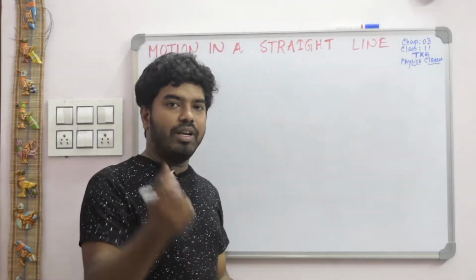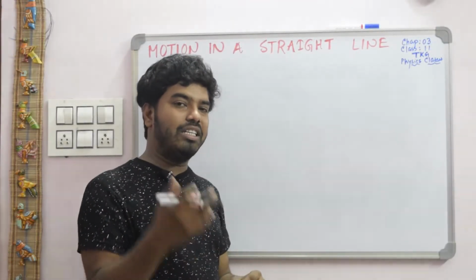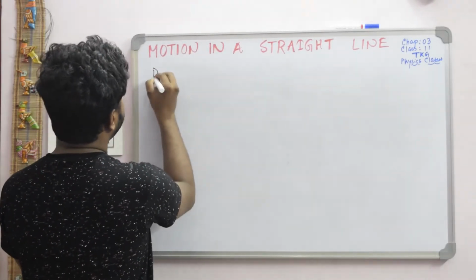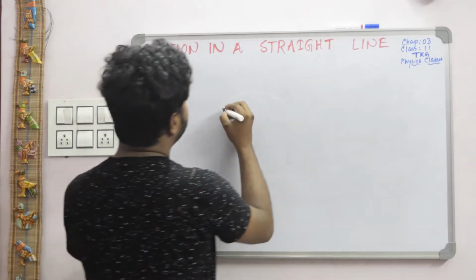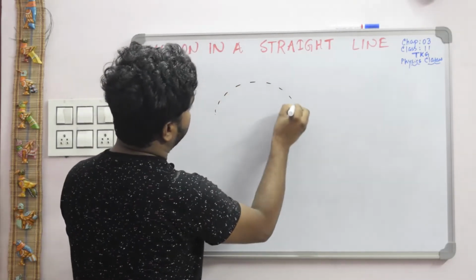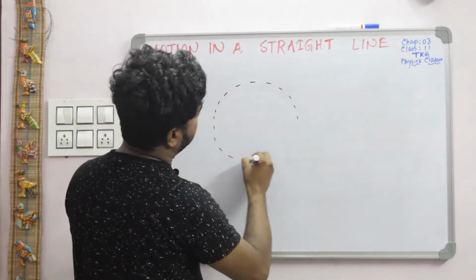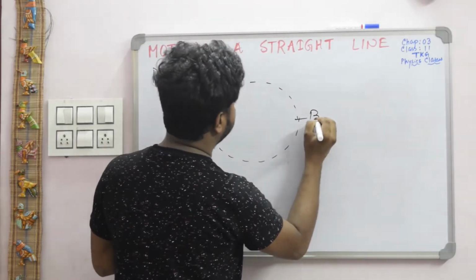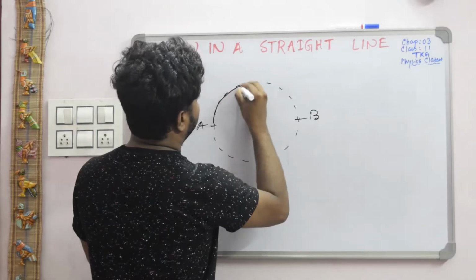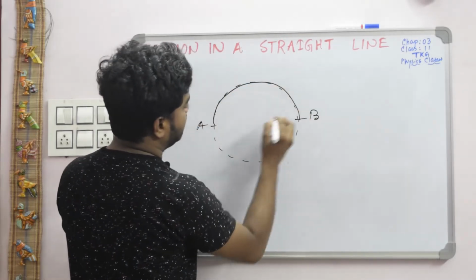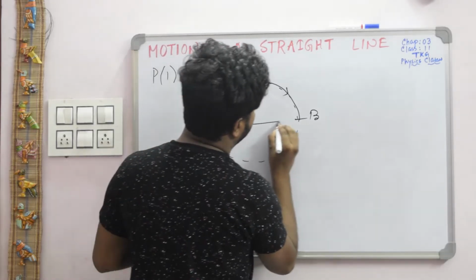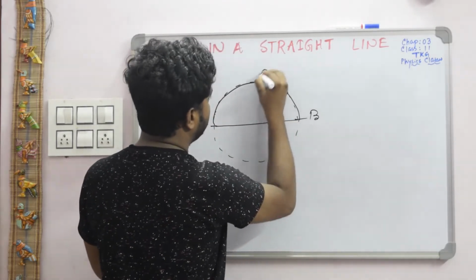Clear? Now let's take two examples, then it will be easier for all of you. Problem 1. Suppose a person is moving along a circular path from point A to point B, and another person is moving from point A to B along this path. This is path 1 and path 2.